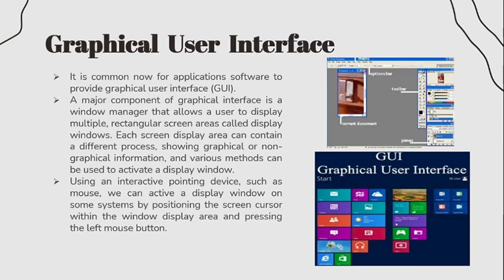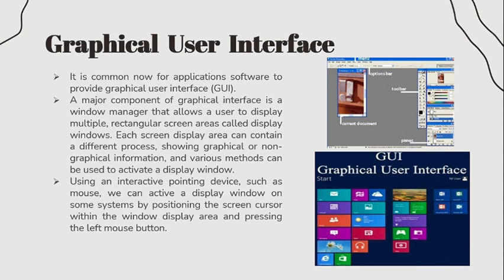Next is the graphical user interface. It is common now for application software to provide a graphical user interface. A major component of a graphical interface is a window manager that allows a user to display multiple rectangular screen areas or display windows. Each screen display area can contain a different process showing graphical or non-graphical information, and various methods can be used to activate a display window.